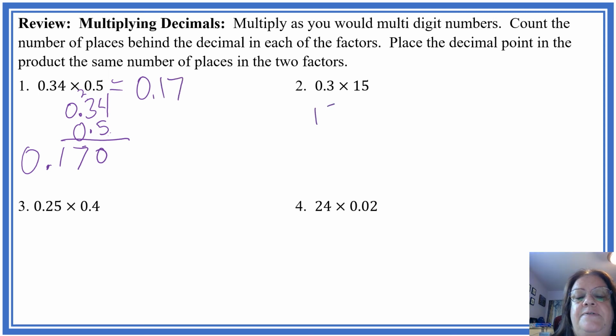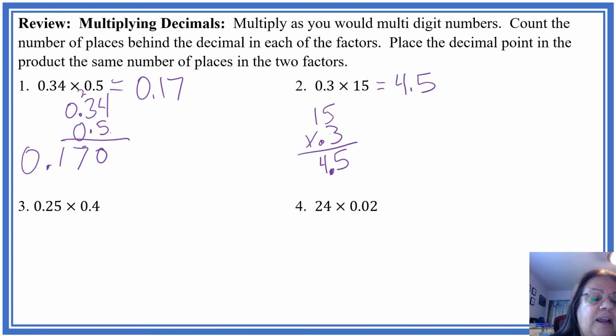All right, if I have 15 times 0.3, well, that's going to be 45. But I have one decimal place, so I have to give it one decimal place. So the answer is 4.5. All right, and 0.25 times 0.4. Okay, 4 times 25 is 100. But I have 1, 2, 3 decimal places. So my answer is going to be 0.100, or 0.1.